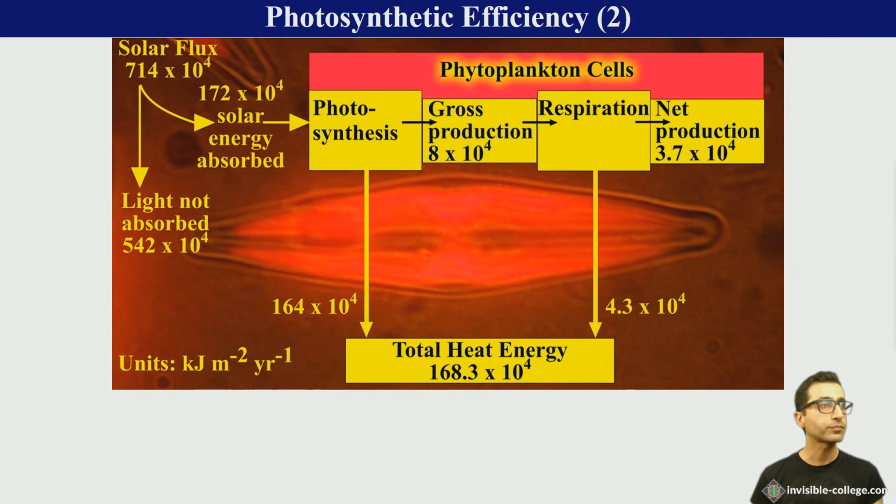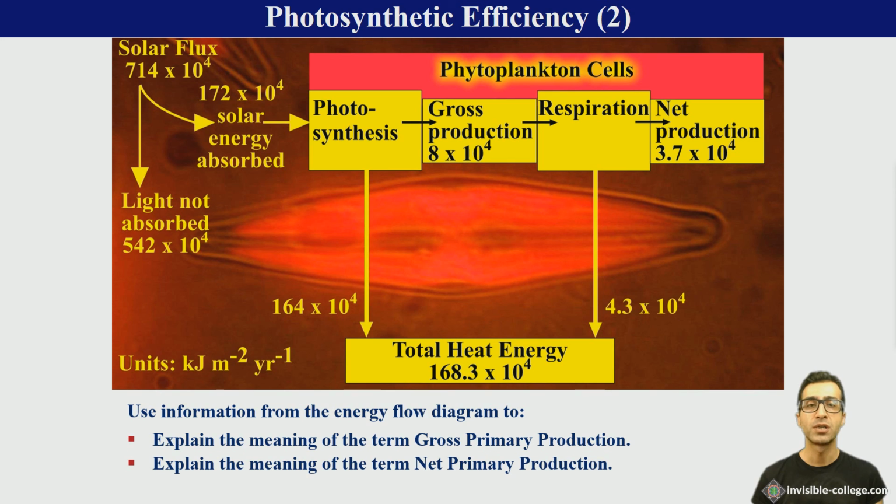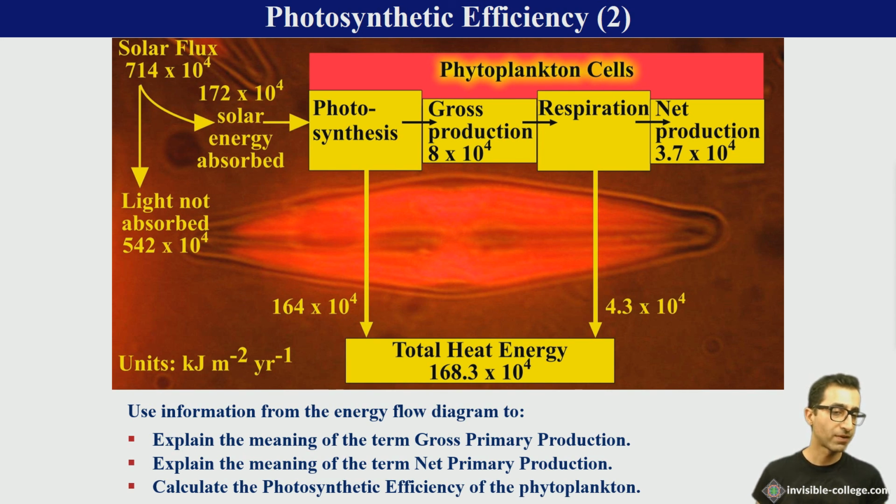So let's quickly finish off by looking at that previous example. Let's have a look at the questions that I asked you. The idea was to use the information from this energy flow diagram to explain the meaning of the term gross primary production, explain the meaning of the term net primary production, and calculate the photosynthetic efficiency of the phytoplankton. Let me have a look at the chat and see what you've come up with.